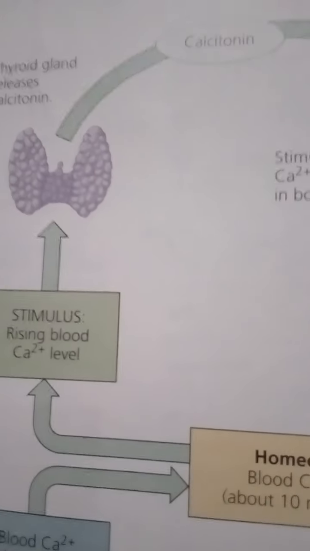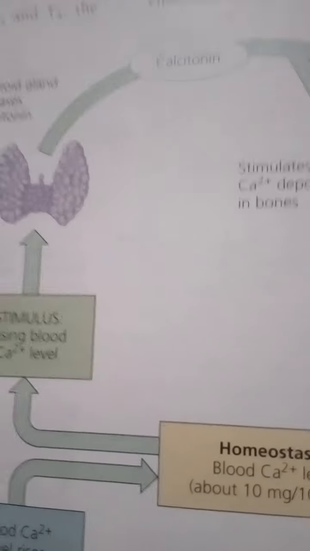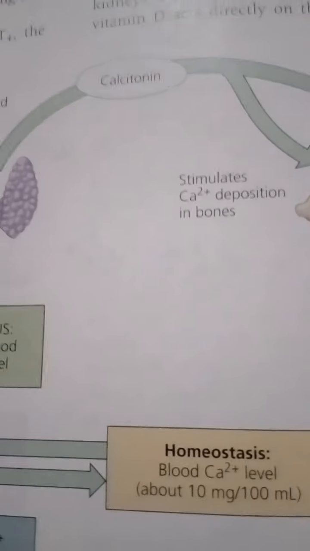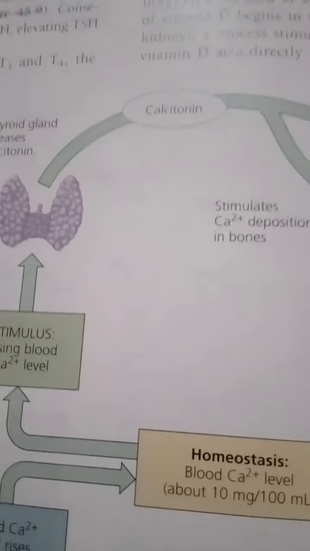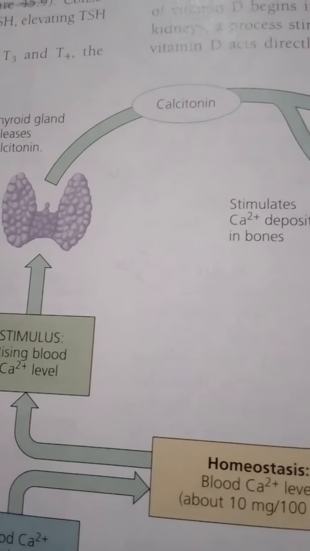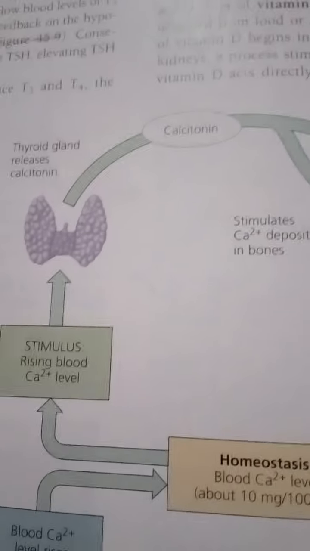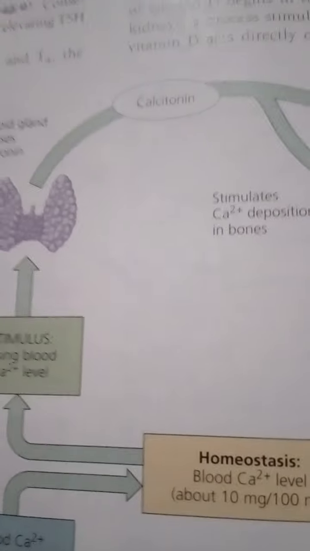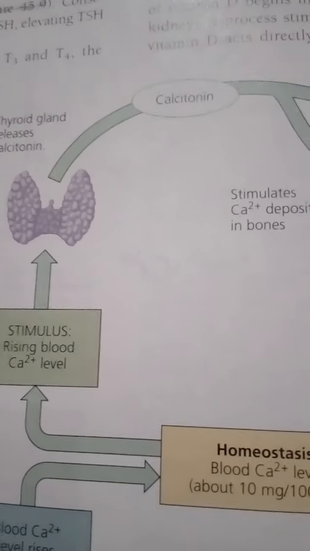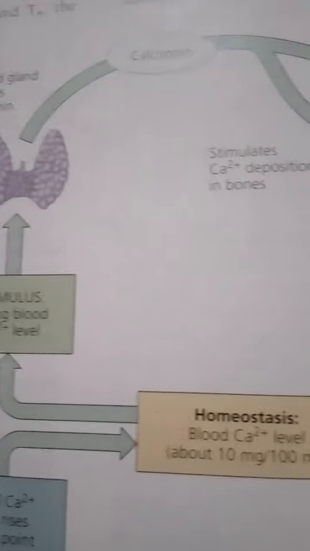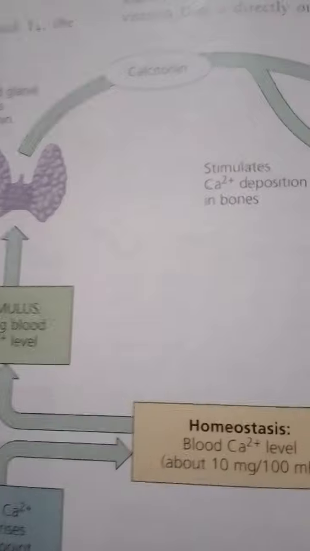In mammals, two hormones with opposite actions, parathyroid hormone and calcitonin, play a major role in maintaining blood Ca²⁺ level near a set point of about 10 milligrams per 100 milliliters. When blood Ca²⁺ level falls below this set point, parathyroid hormone, PTH, is released. PTH is produced by four small structures, the parathyroid glands, that are embedded in the surface of the thyroid.